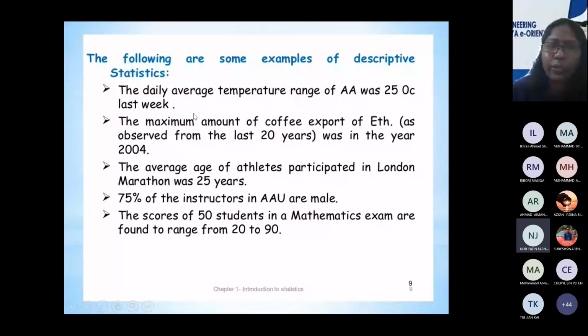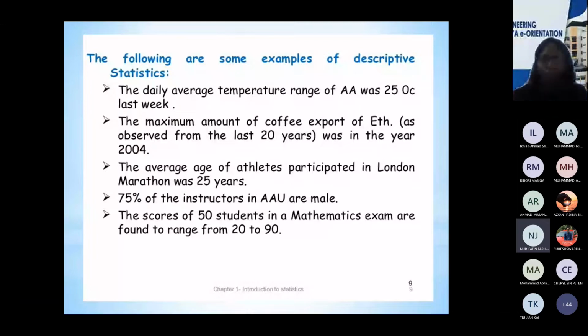The daily average temperature was 25 degrees last week. That's all. Of the maximum coffee exported in 20 years, the maximum amount exported was in 2004. The average age of athletes who participated is 25 years. 75% of the instructors of the AA University are male. The scores of 50 students in mathematics are between 20 and 90. So we just give information on the data that is available. We don't make a conclusion.